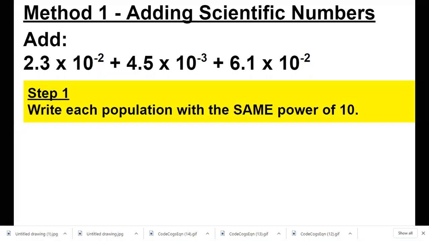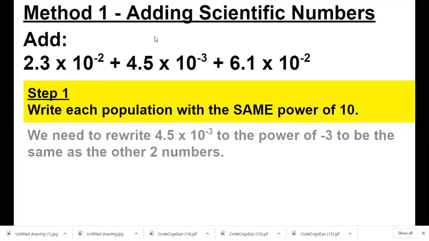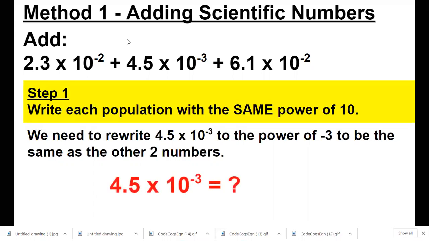So write each number with the same power of 10. Remember, you can never, never, never add or subtract numbers in scientific notation unless you have the same power of 10. Don't forget that. We need to rewrite 4.5 times 10 to the negative 3 to be the same power as the other 2 numbers. So we have to do it to 10 to the negative 2. 4.5 times 10 to the negative 3 equals, how do we do this?